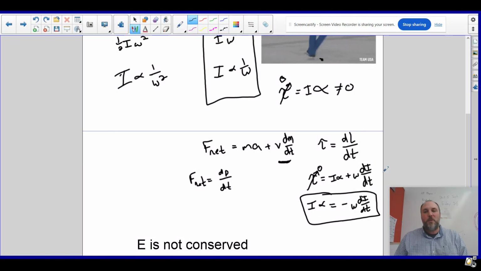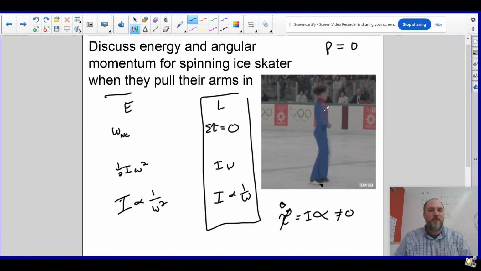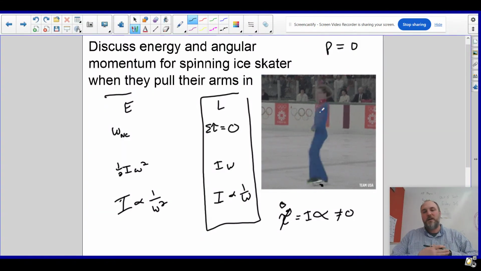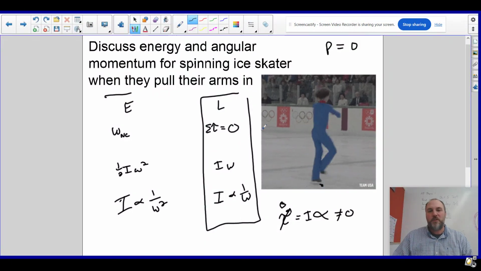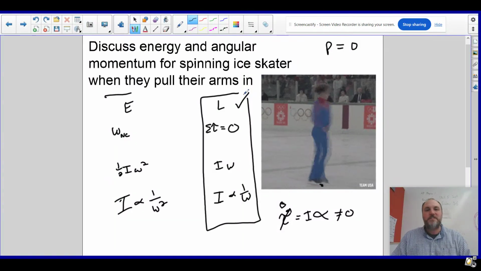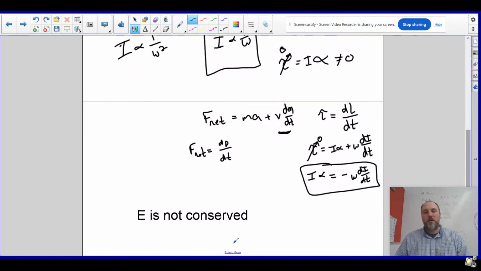I just want you to be aware of it because this is the type of thing that they do like to talk about on the AP exam, is this classic skater problem of letting your arms go, pulling your arms in. It's really important to note that angular momentum is conserved. Energy is not conserved because they have to do work when they pull their arms in. They're going against the centrifugal effect, and it takes a lot of effort to do that.